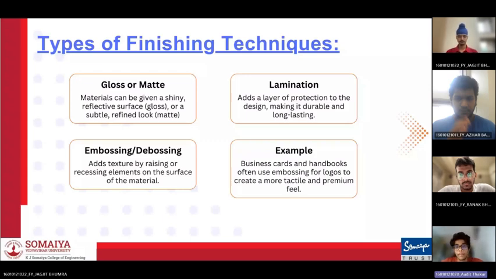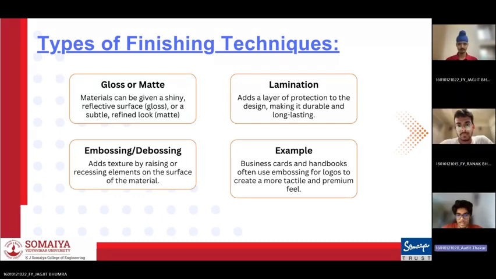Another technique is lamination, which adds a layer of protection to the design, mostly plastic, to make it durable and long lasting for further use. And the third, we have embossing, or also known as debossing, which adds texture by raising or recessing elements on the surface of the material. For example, business cards and handbooks use embossing for logos to create a more tactile and premium feel.